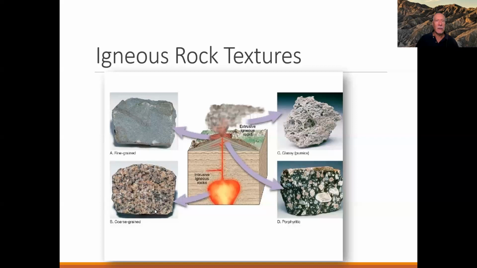And again, just showing you different places where they might occur. Phaneritic would occur deep down here, but the rest of them, aphanitic, frothy, and porphyritic, would occur on the land surface.